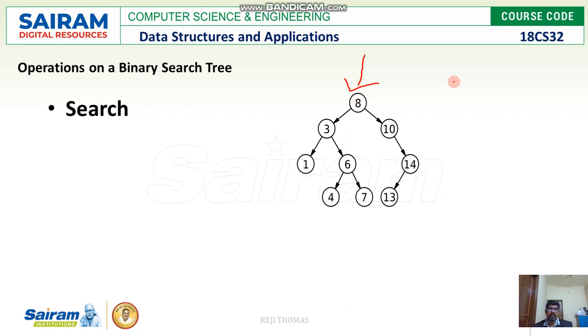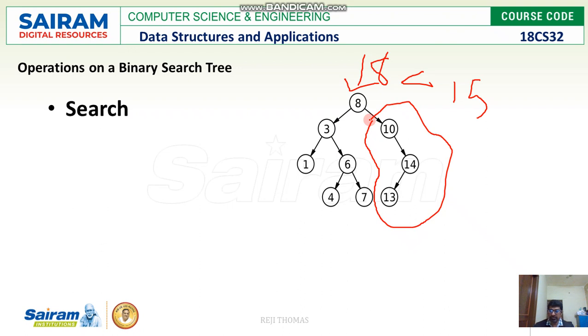Think that you want to search for element 15. So 15 is greater than the root element, which is 8. So that means you need to search only the right subtree. Detailed things you are going to see in the very next slide.